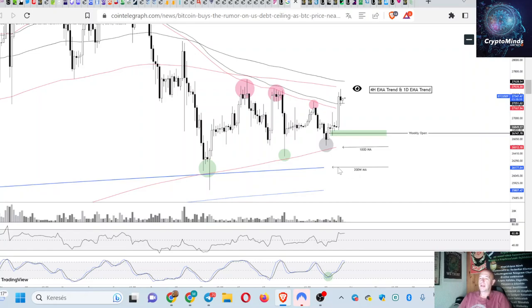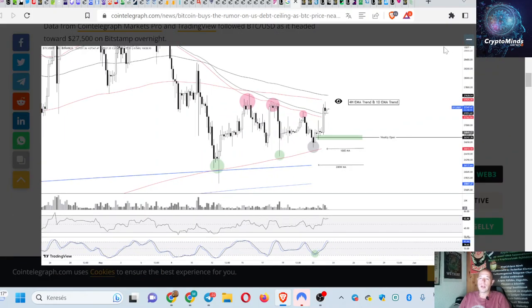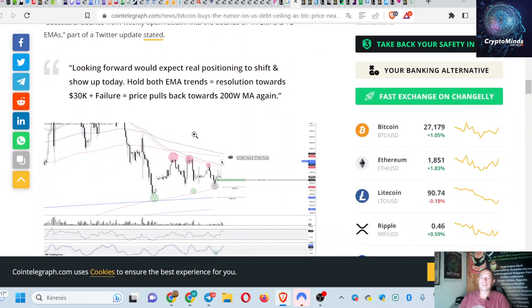If not that, more potentially we are revisiting the 200 week moving average at $26,200, and also the 100 moving average on the weekly is at $26,000. So these are also likely scenarios on the weekly chart.